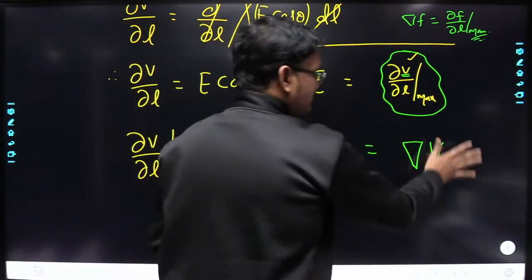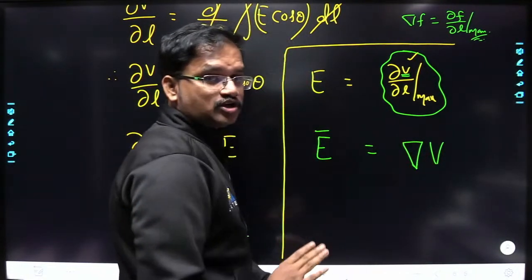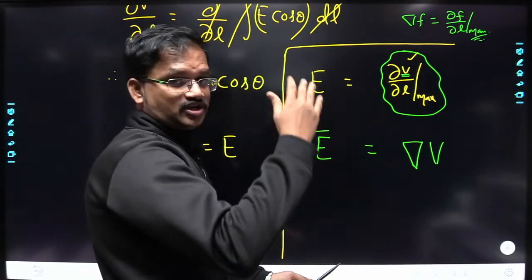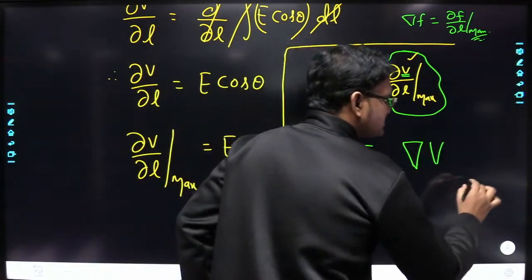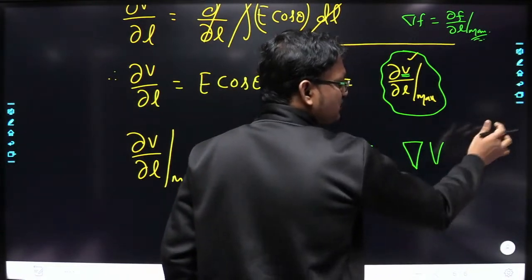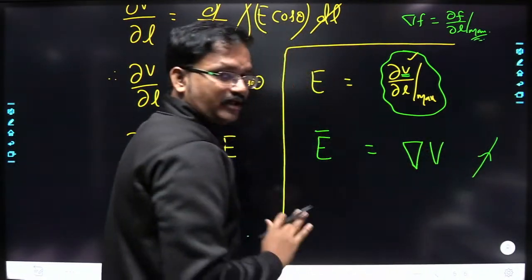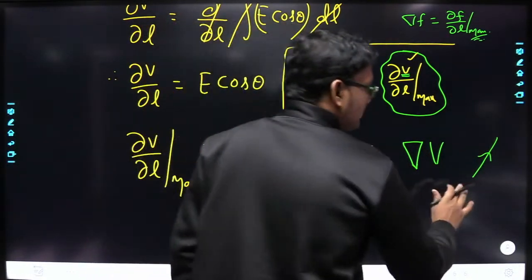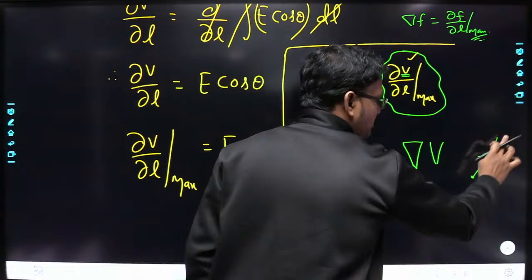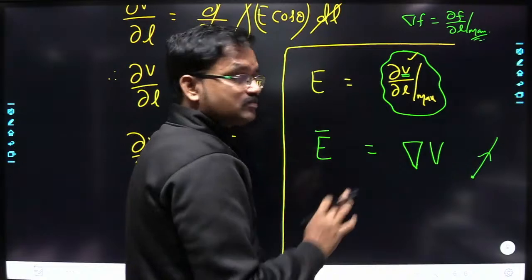Similarly, the gradient of V results in a vector quantity which points in the direction of maximum increase in the potential. Yes or no? So if you move along this vector, there will be a maximum increase in potential in that direction. Understood? As you move along this vector, you are going to see a maximum increase in potential.